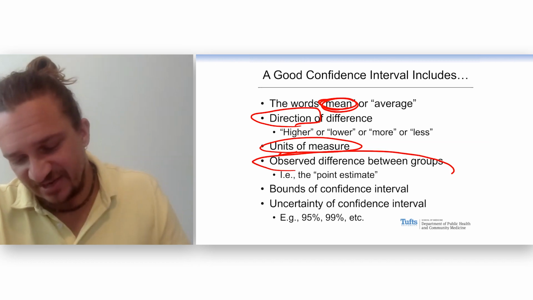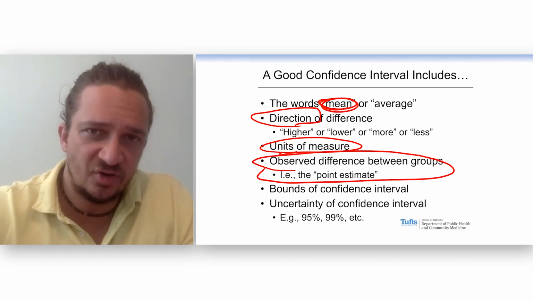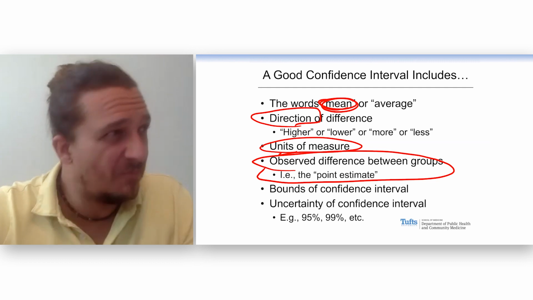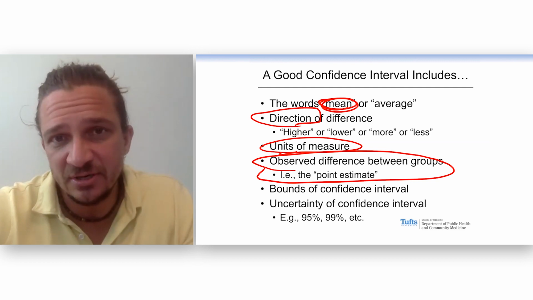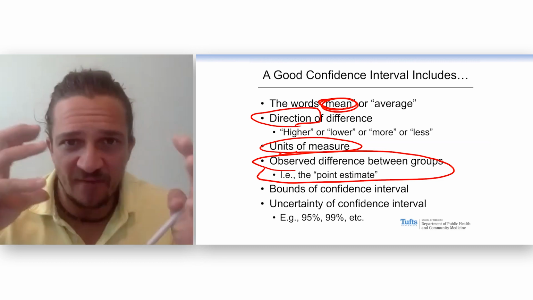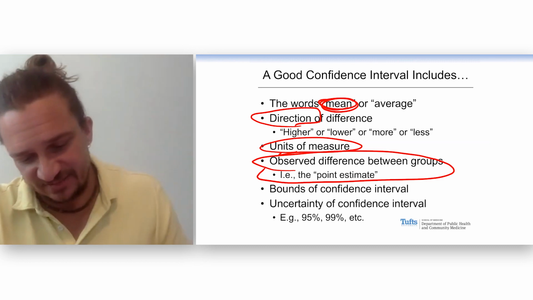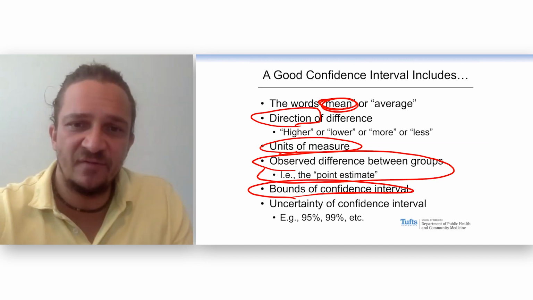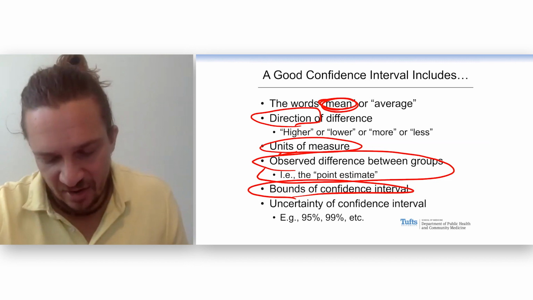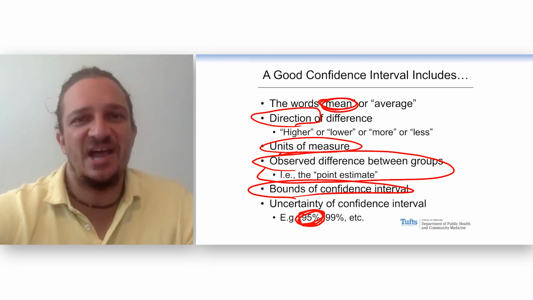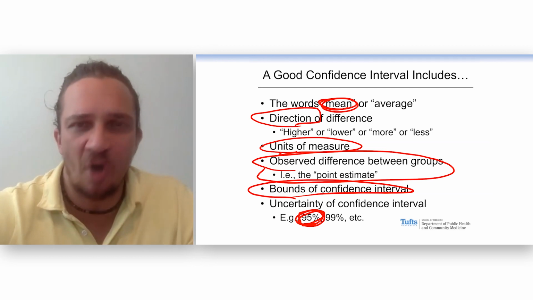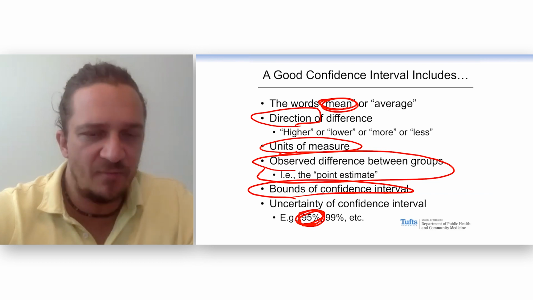You might want to say the observed difference between the two groups. On the average, boys are 5 units higher than girls. And then our confidence interval is between this and this. So there's our bounds of the confidence interval. And then most of the time you're going to be dealing with 95% CIs, but there's nothing written in stone that that's always going to be the case. So for now, be explicit.